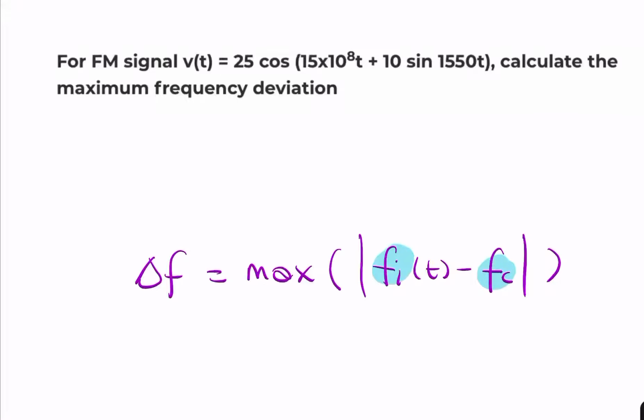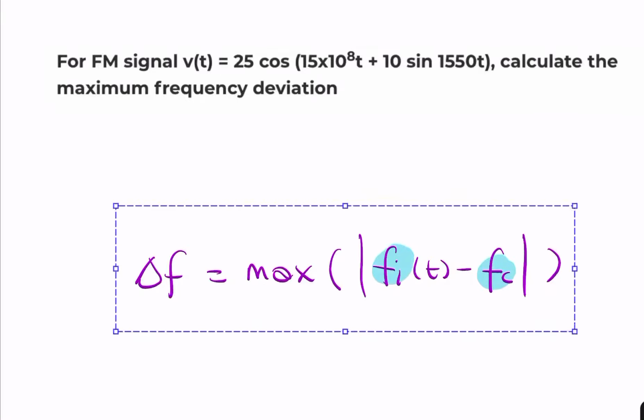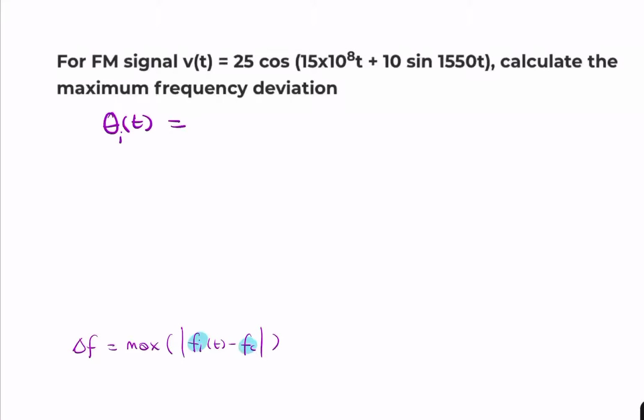So let's get this out of the way. Let's start by finding the instantaneous angle or phase. So that's just the bit between the brackets. It's the argument of the cosine. So it's 15 times 10 to the power 8 t plus 10 sine.